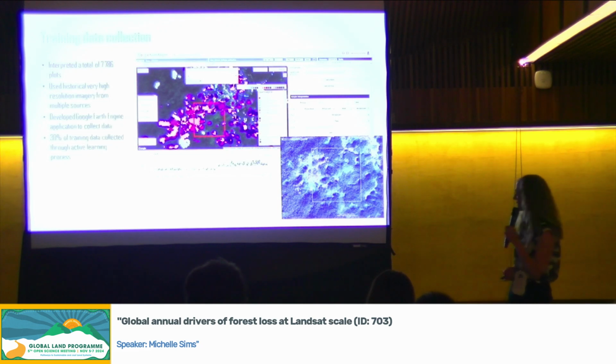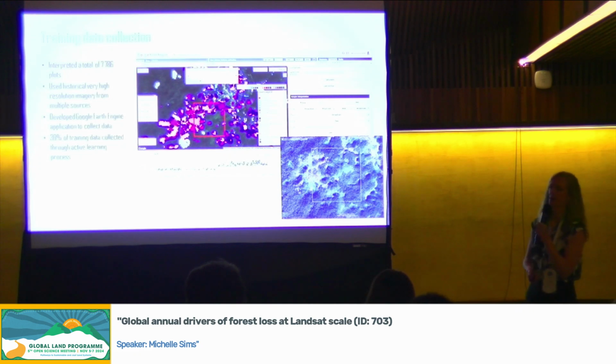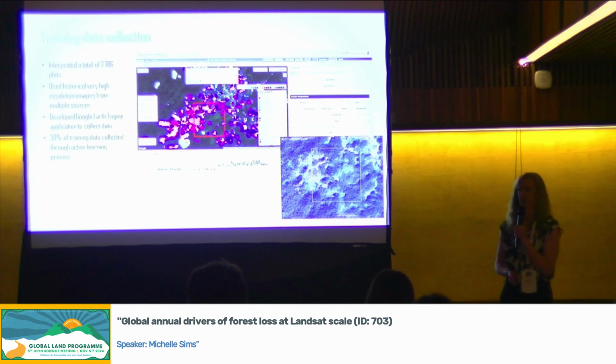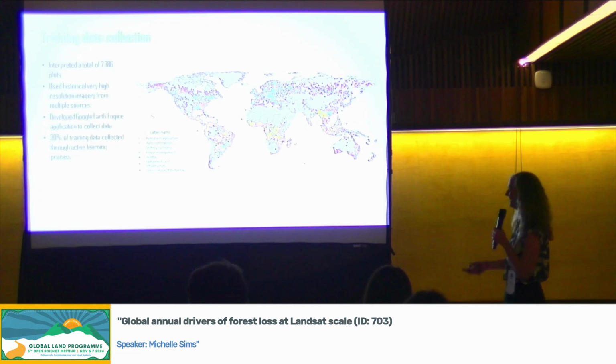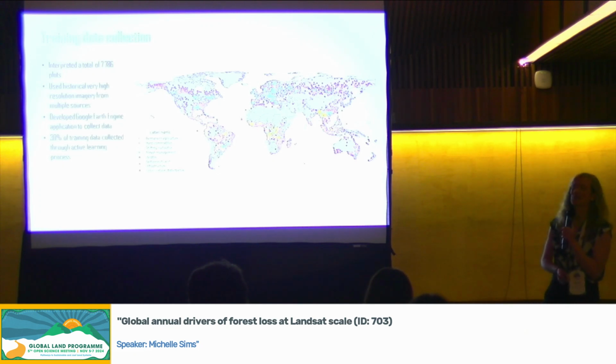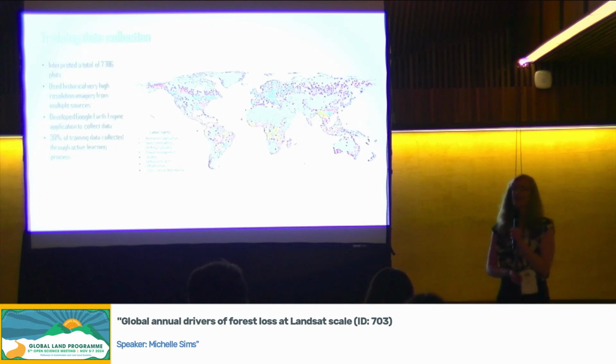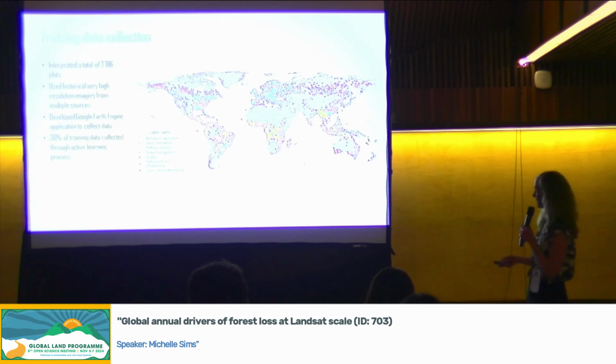So to train the model, we collected a set of over 7,000 training samples. We labeled the dominant driver using very high resolution satellite imagery from a number of sources. And we also use Landsat and Sentinel-2 time series information. 30% of our data was also collected using an active learning process, meaning that we identified areas where the model was performing poorly or dynamics that were not well represented in our training data, and specifically targeted those areas for additional training data collection.